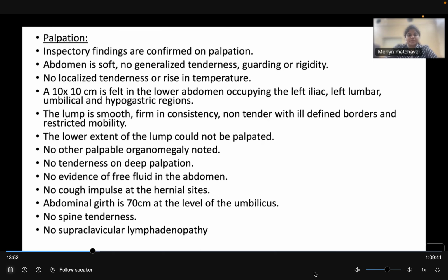There was no other palpable organomegaly, no tenderness on deep palpation, no evidence of free fluid in the abdomen, no cough impulse at the hernial sites. The abdominal girth is 70 centimeters at the level of the umbilicus, no spine tenderness, and no evidence of any supraclavicular lymphadenopathy.